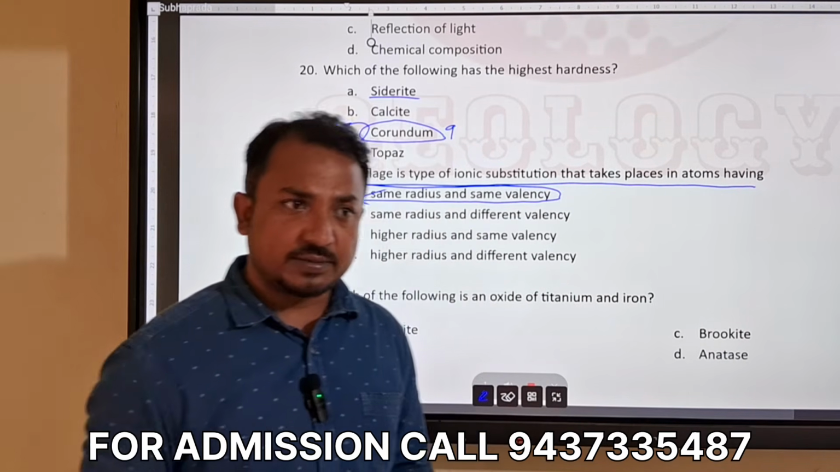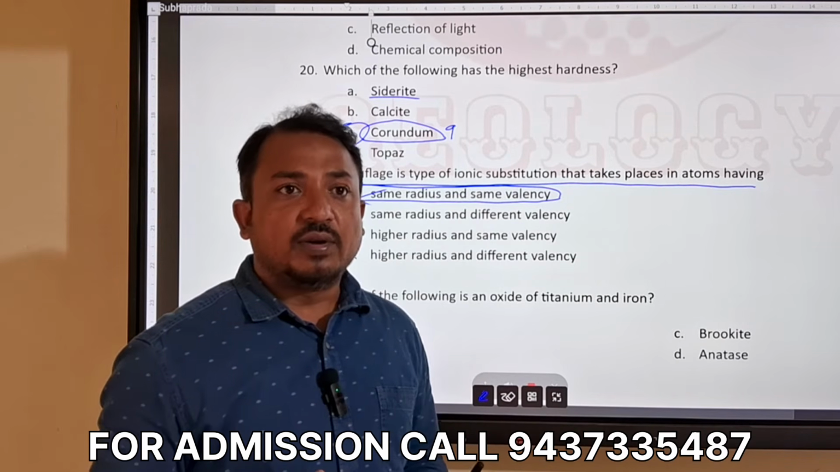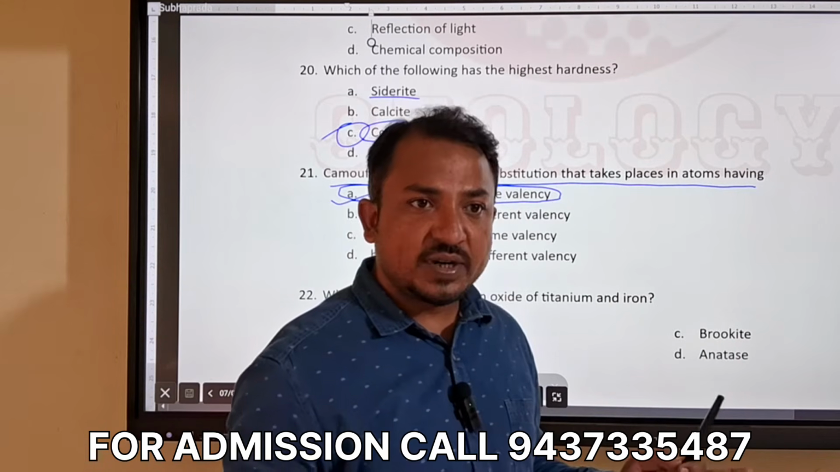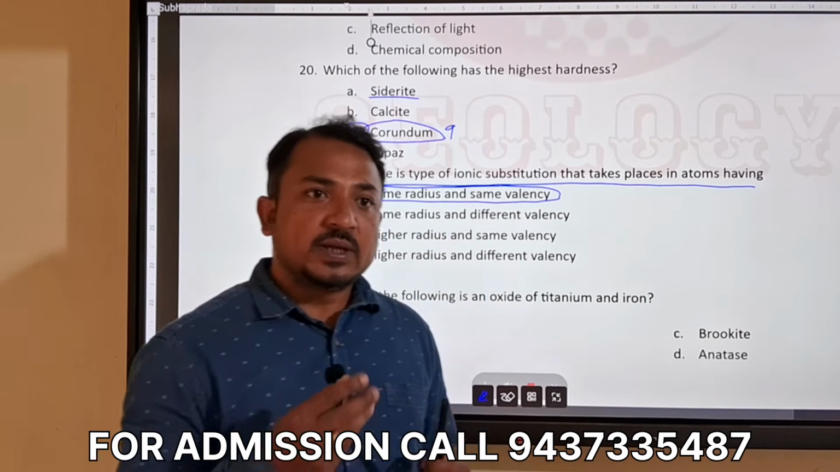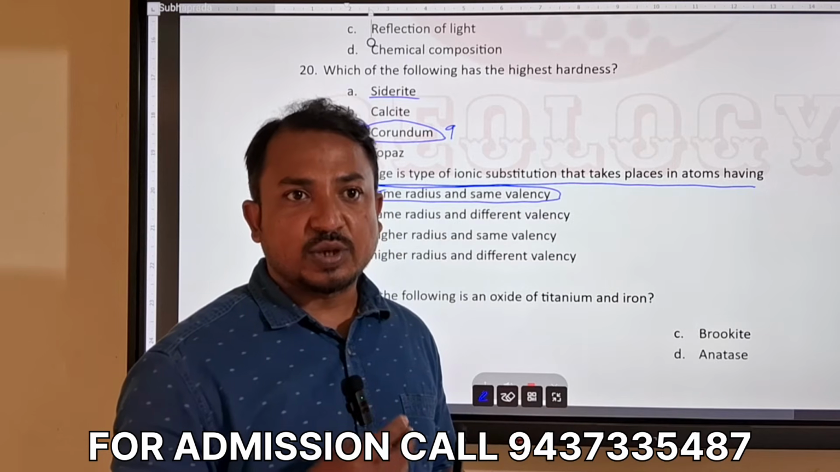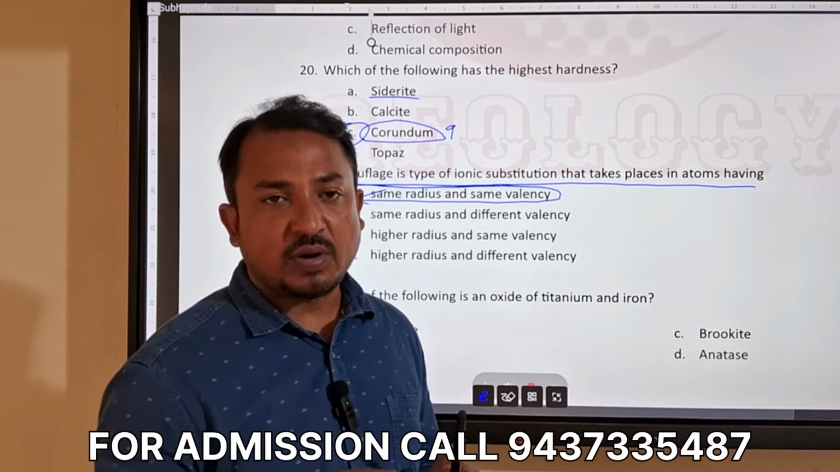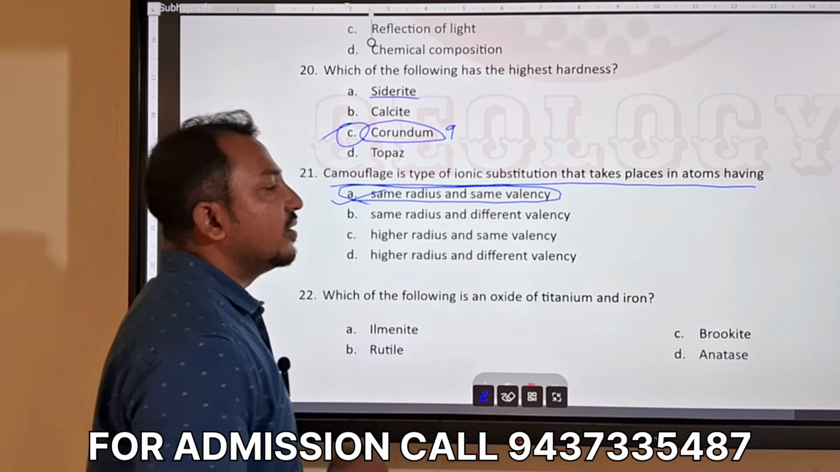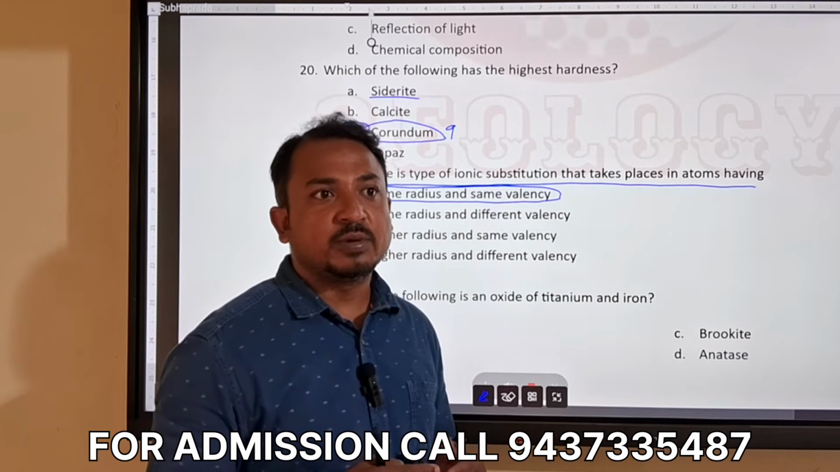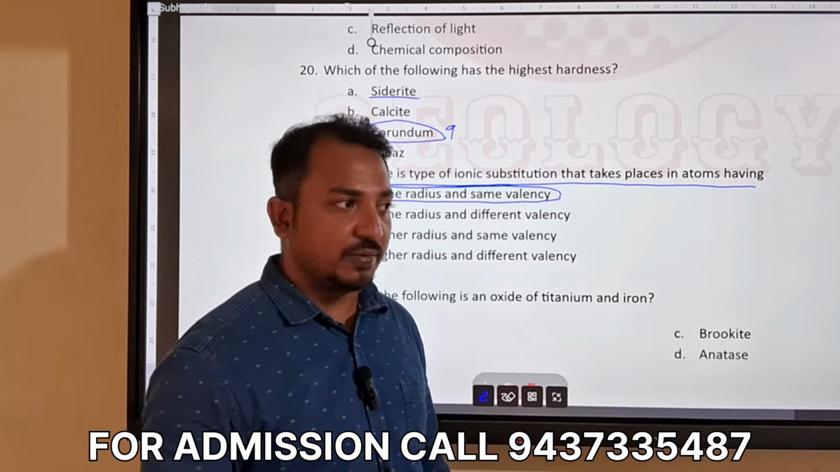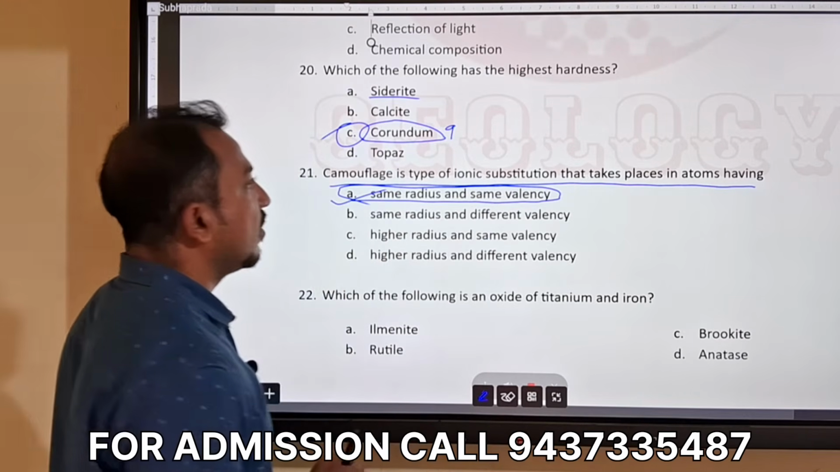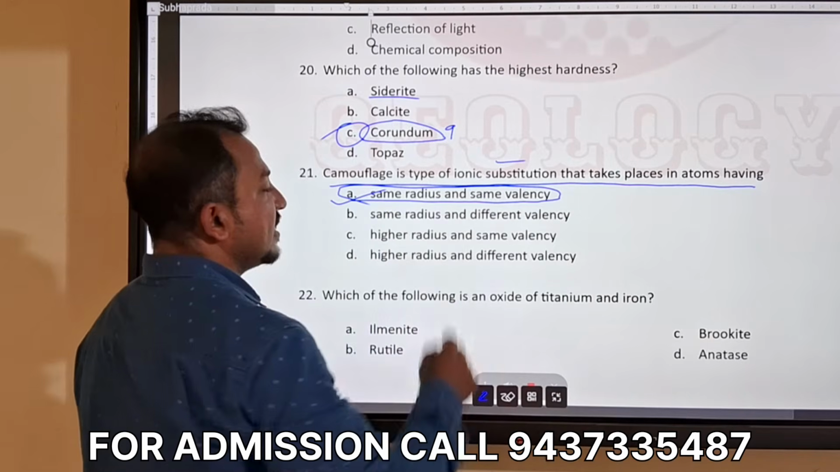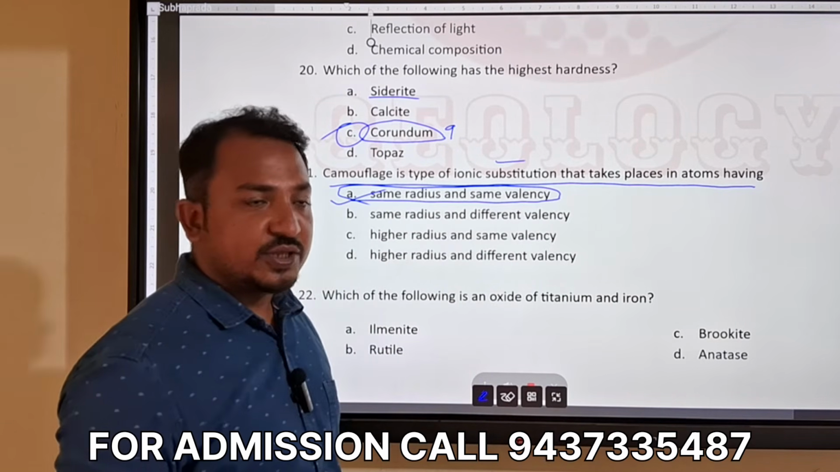They are called camouflage because when we have the same radius and same valency, the charge will not be disturbed, and the substituting atom will occupy exactly the same size. So it will not produce any distortion or any defect within the crystal, keeping the structure exactly as before. So that is also characteristic of a substitution condition, where same radius and same valency occur between substituting ions.